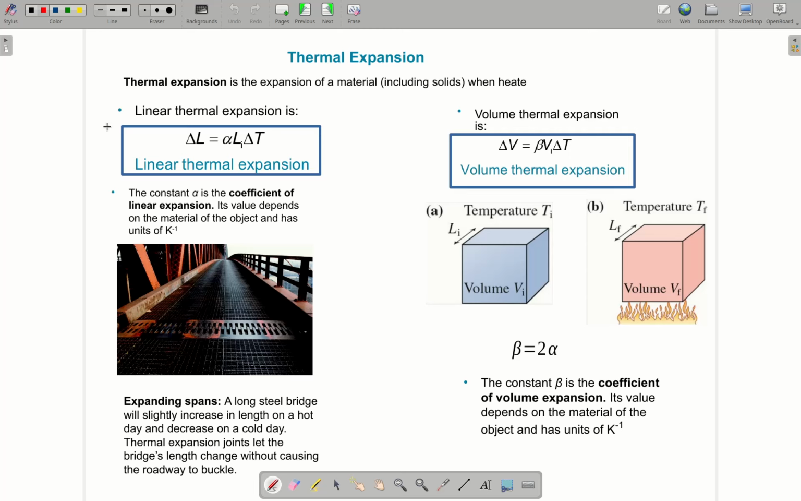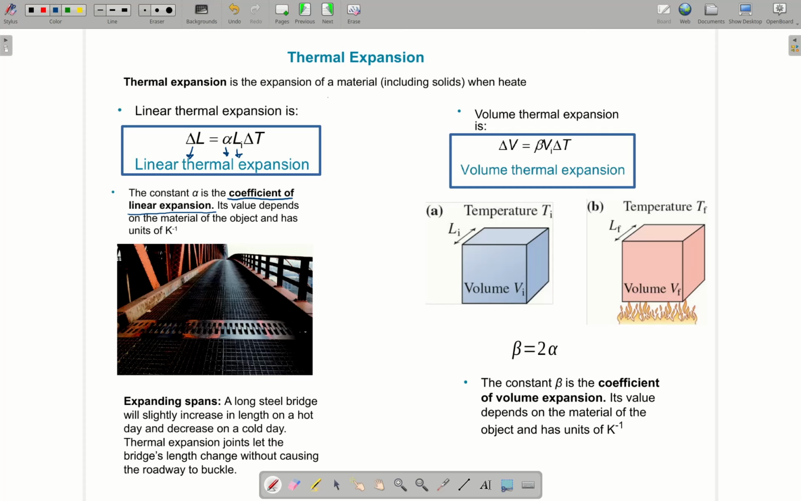How do we calculate thermal expansion? It's a simple equation. Here, as we see, we have delta L, which is the amount of expansion, a constant alpha times the initial length of the object times how much temperature change, delta T. So that gives us the amount of expansion. If we have a kind of 1D length, we can apply this to a bridge, for example. Alpha here is called the expansion coefficient or coefficient of linear expansion.